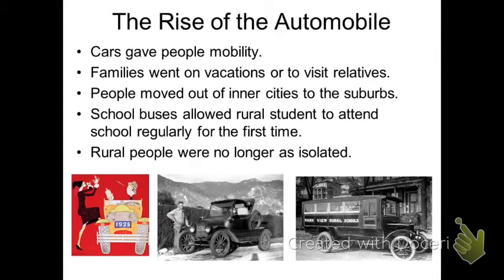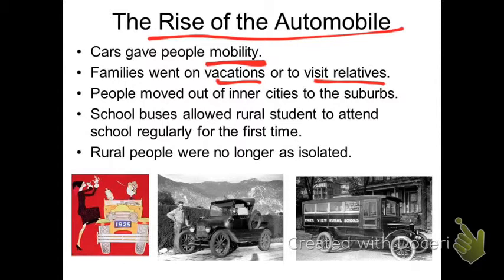The rise of the automobile. We continue that previous slide. Again, previous slide, the rise of the automobile. Cars gave people mobility. They were able to move from place to place. I don't mean just from home to work or vice versa. I mean, it gave them a chance to go on vacations or to visit relatives, something they may not have been able to accomplish as often as they could once they had a car.